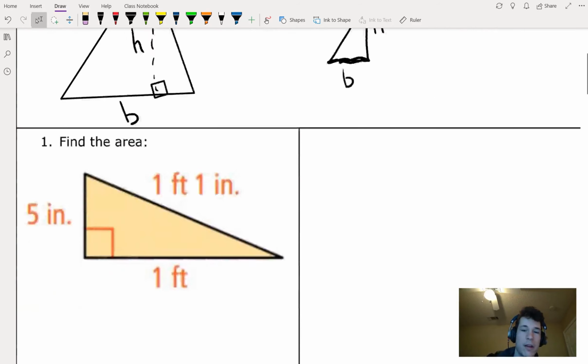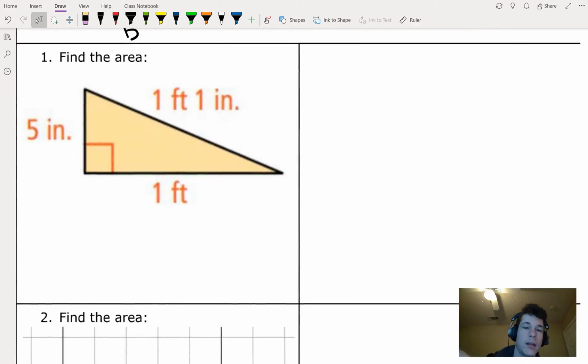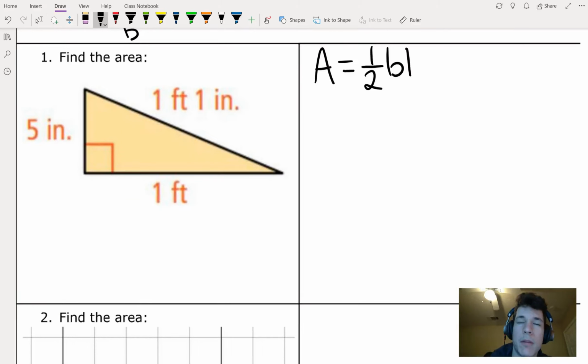So that's the area formula you need. So let's write that down straight off the bat. Area equals 1/2 base times height. You can also take the base times the height and then divide it by 2. And they're trying to trick you right here. As you can see, this says 5 inches and this says 1 foot. So what we're going to do is convert this to inches. 1 foot is 12 inches.